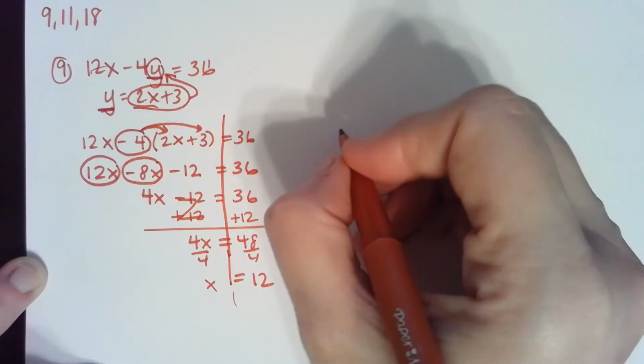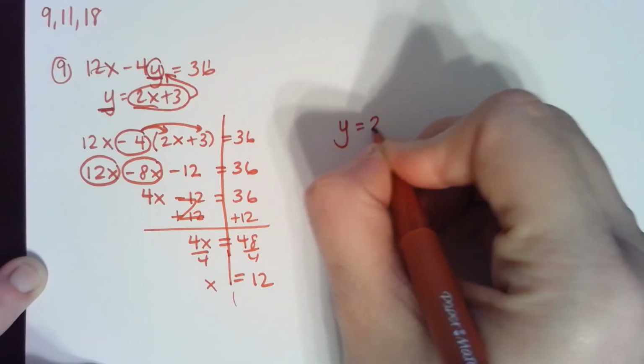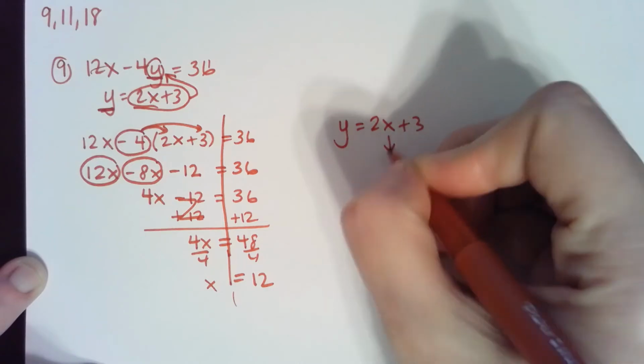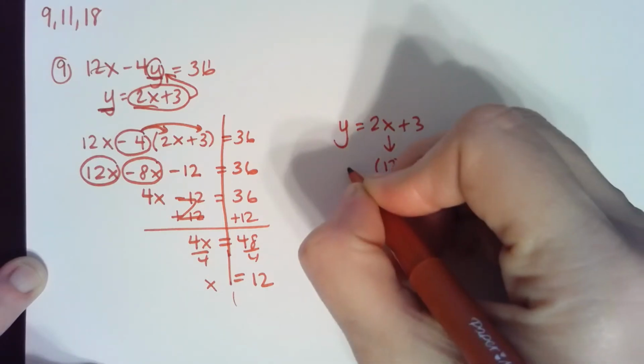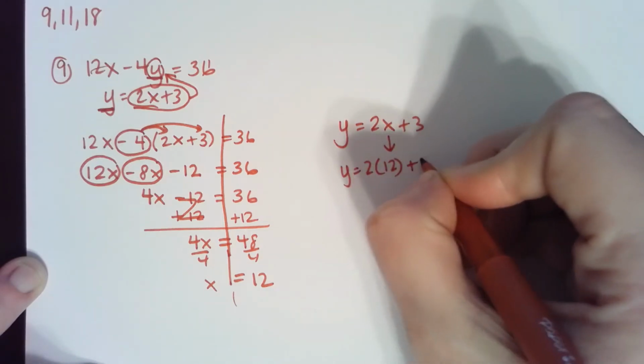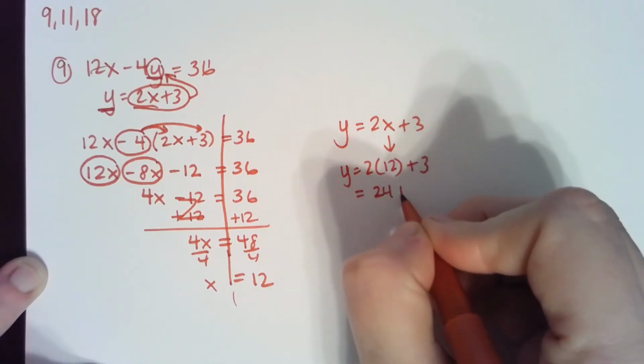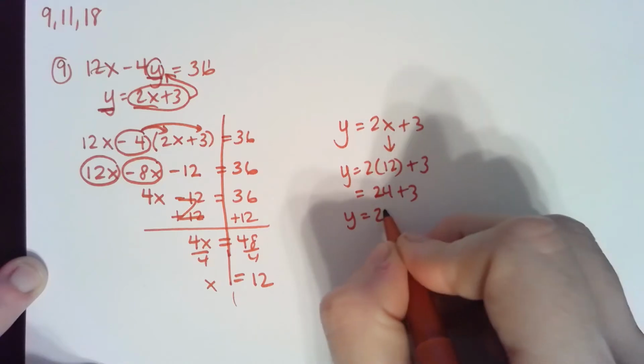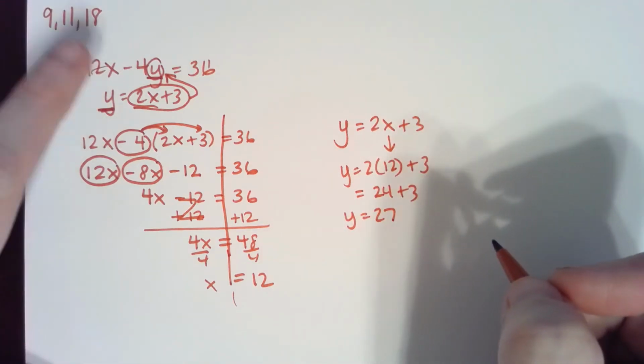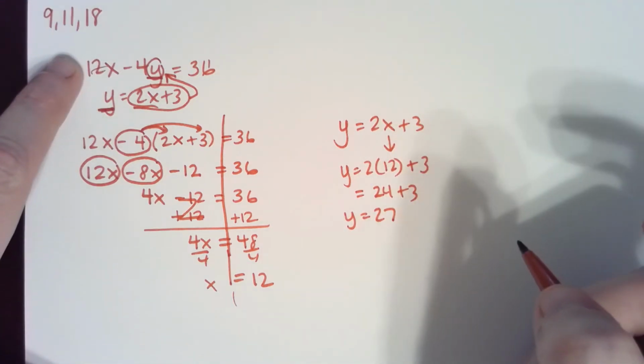Okay, so that's what I'm going to use. y equals 2x plus 3. I know that x is 12, so y equals 2 times 12 plus 3. That means y equals 24 plus 3, which means y equals 27. If I'm right, when I plug it all back into here, I'm going to get an answer that's correct.